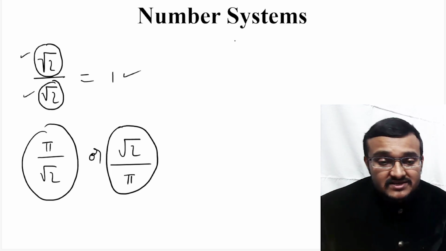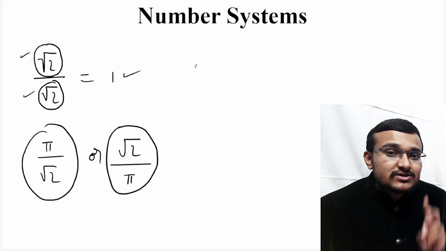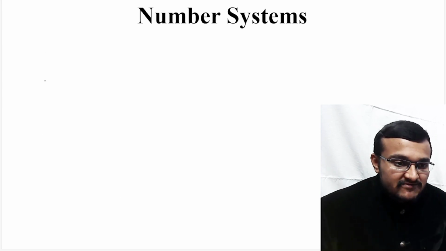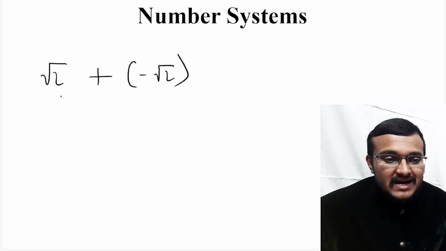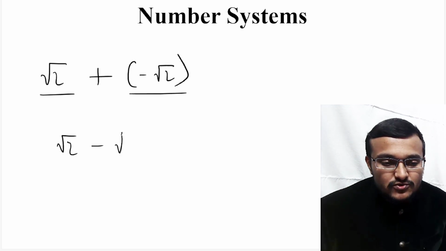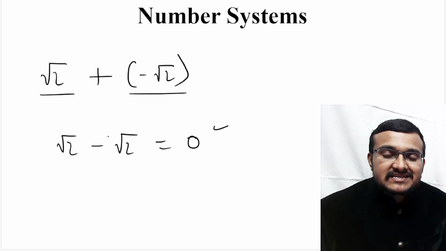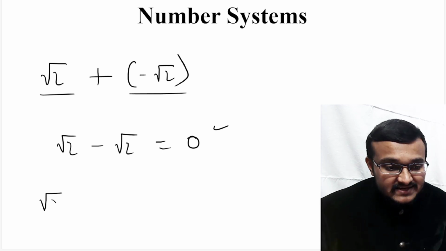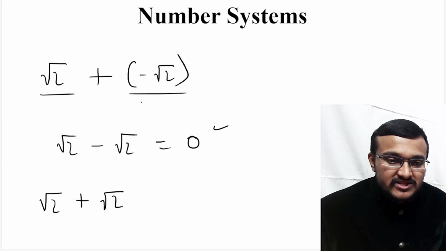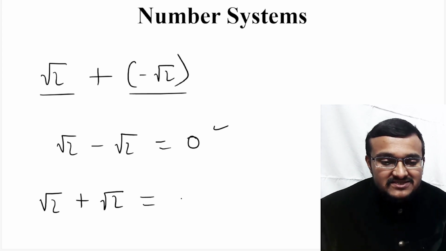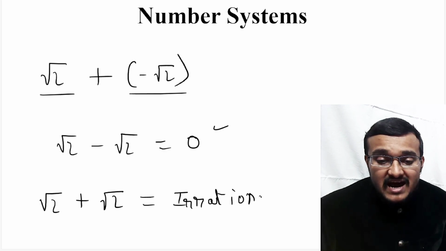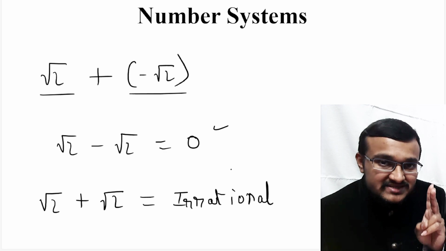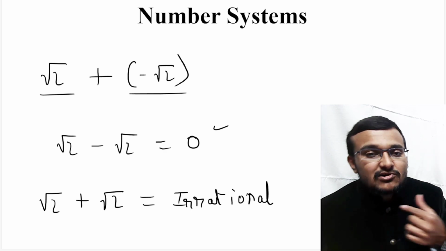Similarly, if you add two irrational numbers, for example, root 2 and minus root 2, then this gives root 2 minus root 2, which is 0, and 0 is a rational number. But in another case, if I give you root 2 plus root 2 without the minus, then the answer will be an irrational number. So addition of two irrational numbers can give you a rational number or an irrational number.